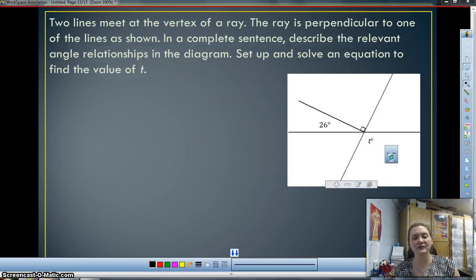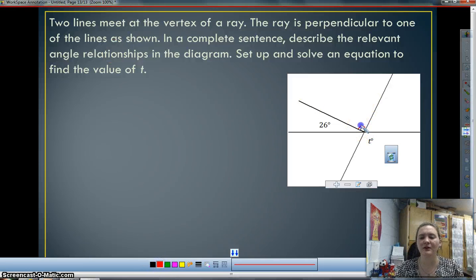Two lines meet at a vertex of A. What are our relevant relationships that we know? Again, always look for this right angle as soon as you see it, because we know that this is a straight line, here's a straight line, this is a right angle, which means this is a right angle. So this angle is going to be very important. Again, I'm going to label that as X.